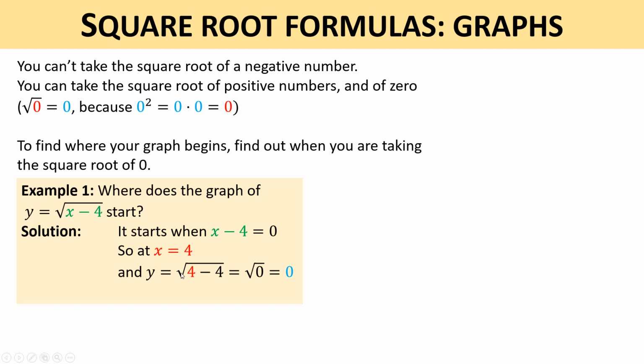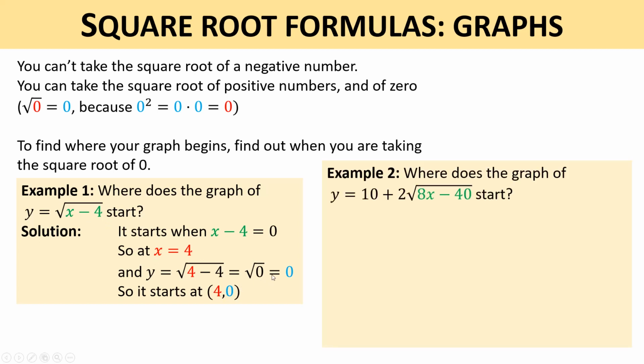And what is y in that case? Well, y is the square root of 0 in that case, so that's 0. So this graph, without drawing it, I know where it's going to start. It's going to start at the point where x is 4 and y is 0. Let's take a more complicated example. Where is this graph going to start?